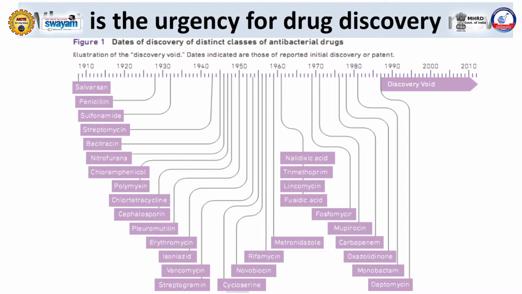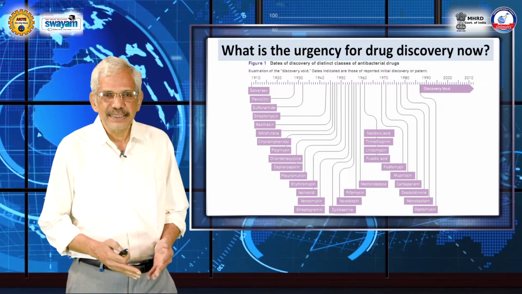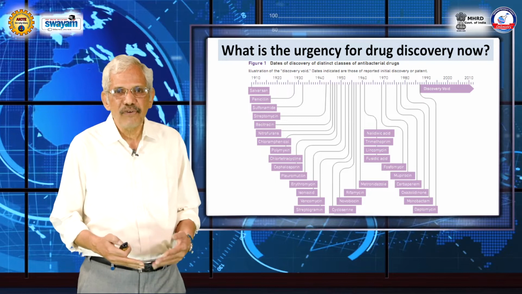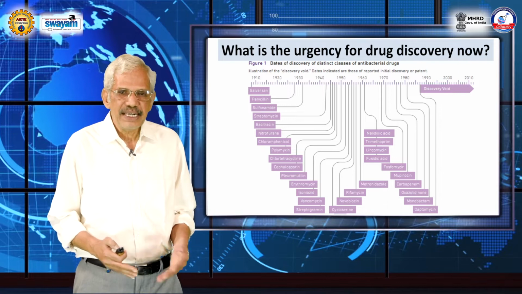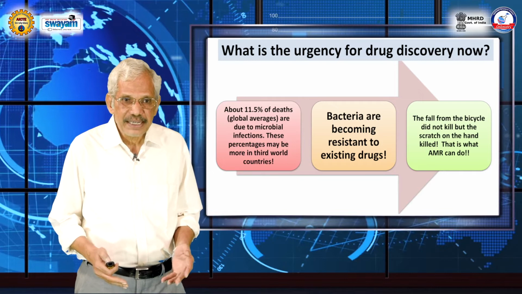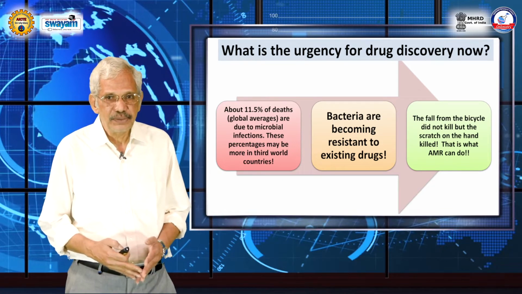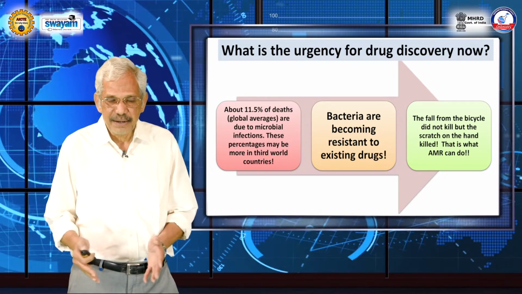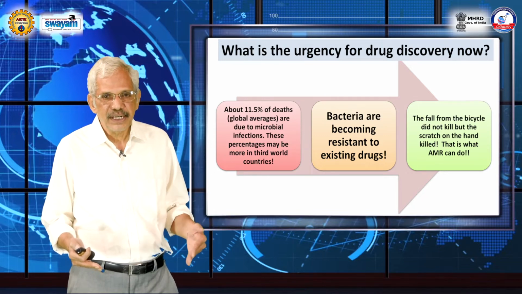But beyond 1987, you see a discovery void. There is hardly any new antibiotic coming in the last 13 plus 20, now 35 years. And so that's very strange. There is a discovery void. What does that mean? It simply means that we are very complacent. We think we have conquered bacteria. Now, unfortunately, bacteria are becoming resistant to the existing drugs. That's a serious situation, and no new antibiotics are coming up on one side. On the other side, bacteria are becoming resistant to these drugs.